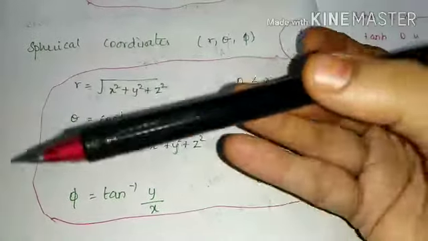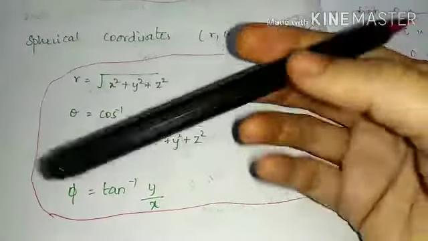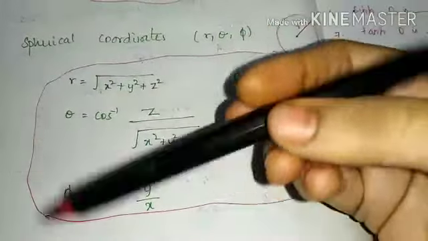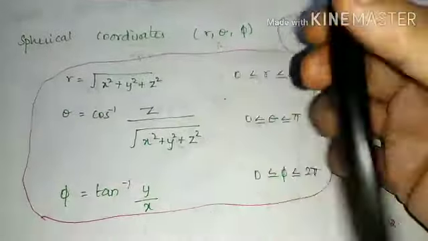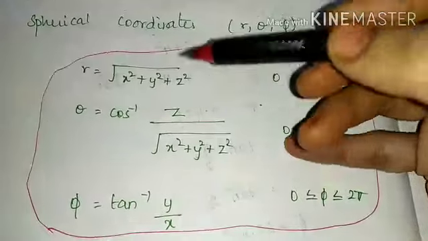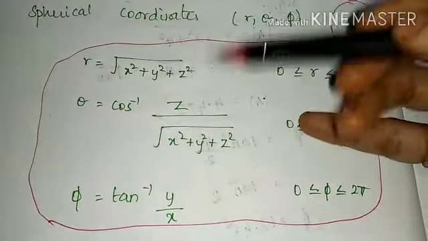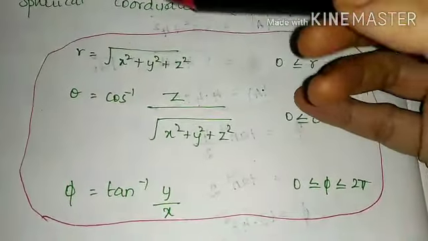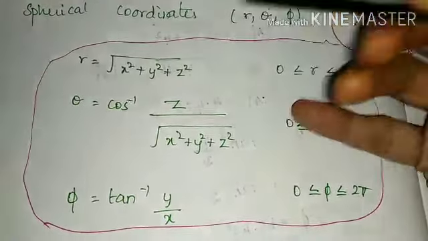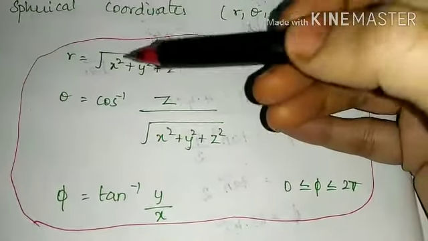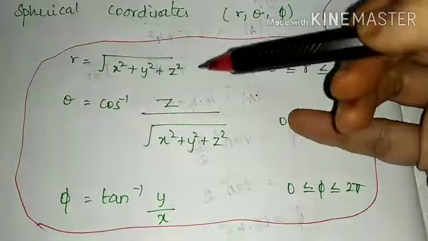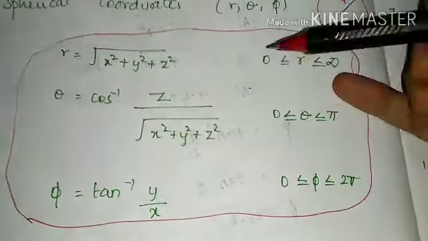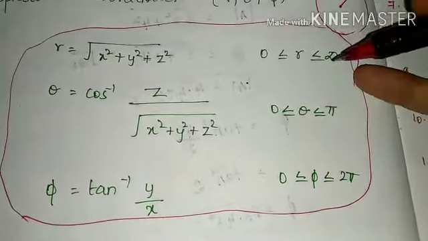This is the phi rotation. Rotation in the horizontal direction. Right? So, now these are the formulas to derive the spherical coordinate system from the Cartesian coordinate system. So, r is the first component, that is radius, is equal to root of x squared plus y squared plus z squared. And it is varying between 0 to infinity.